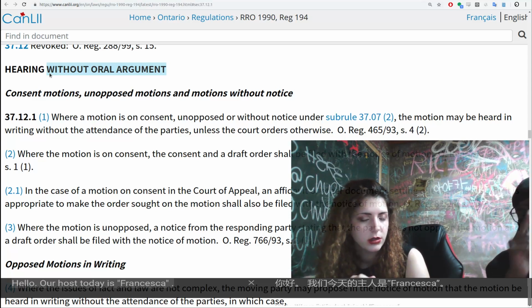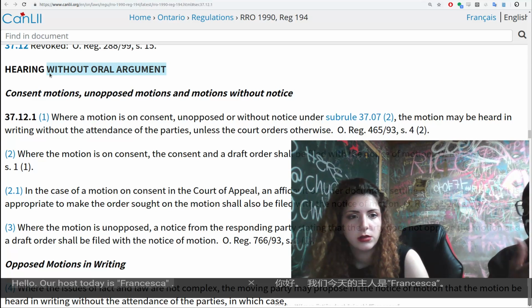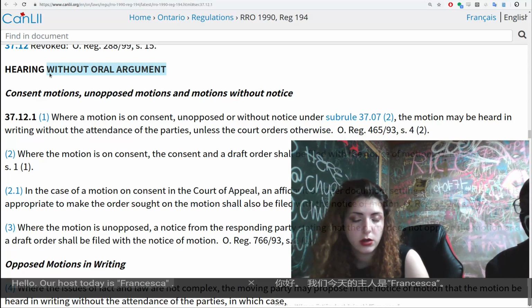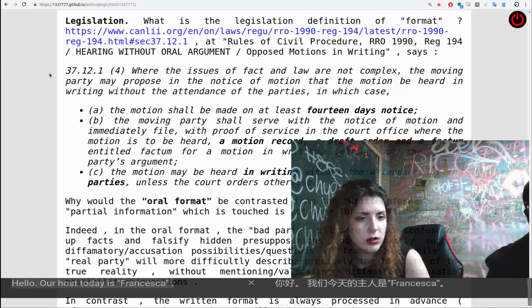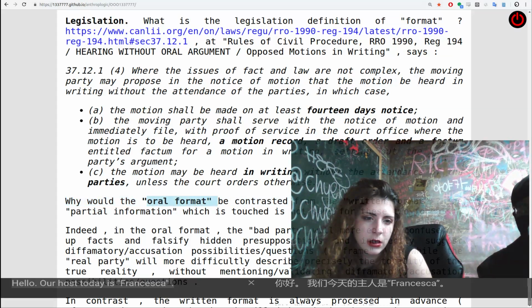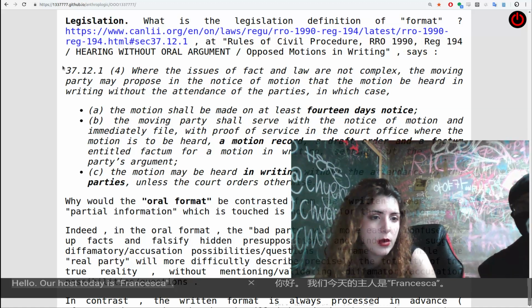Sometimes you don't want to appear in person before the judge. You want everything in writing. I think it's very important to note the little difference between the oral format and the written format. These are two distinct things, and sometimes it really matters. All right, so maybe can you read this little paragraph here?